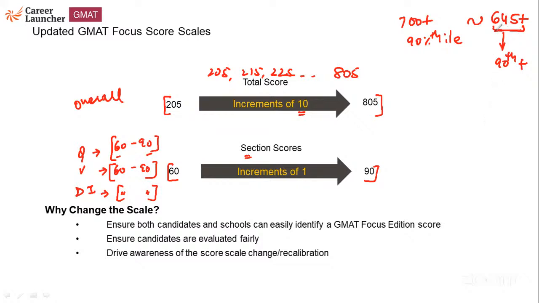To achieve 645, your quant sectional score should come out to be 83 or 84 plus. Verbal, it should be 83 plus. And for data insight, it should be 81 plus.